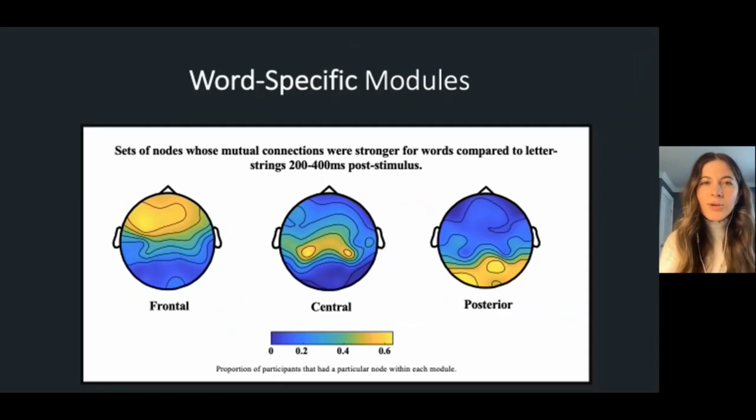Next, we wanted to know, what modules were driving this effect Jonah was just talking about. And when I say modules, I mean sets of nodes whose mutual connections were stronger for words compared to letters at this 200 to 400 millisecond time window. We found that modules tended to overlap with sensors that were located at frontal, central, and posterior regions, as you can see here on the slide.